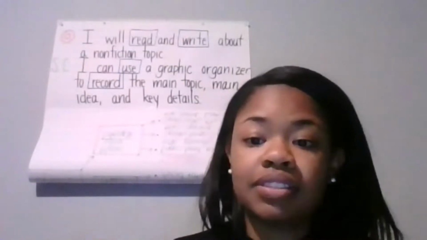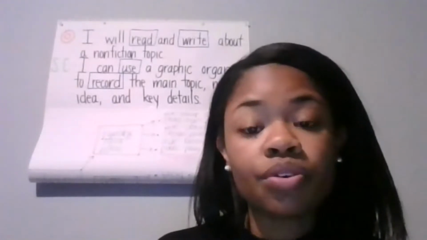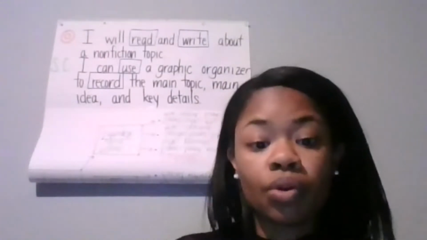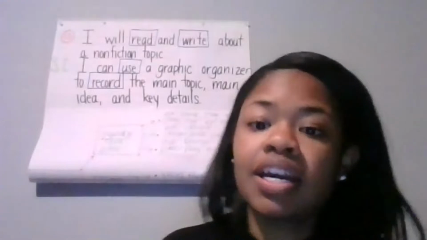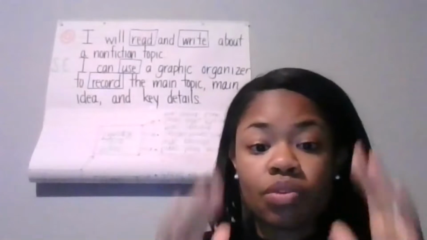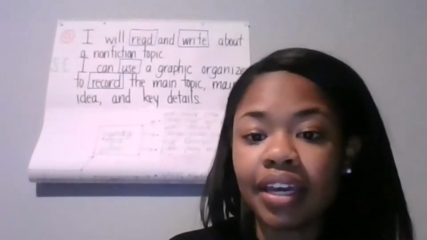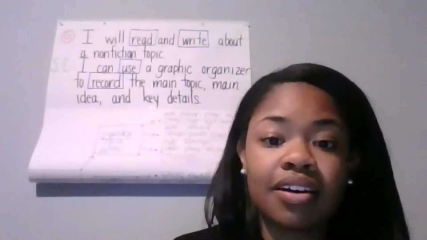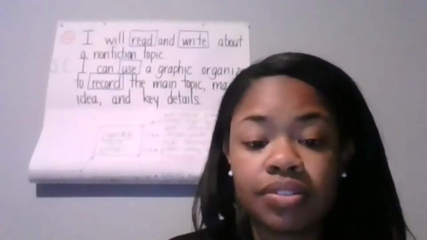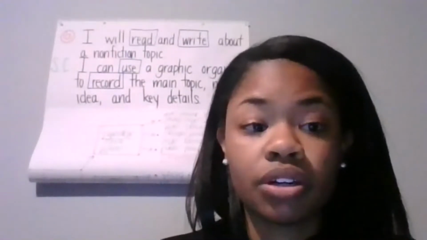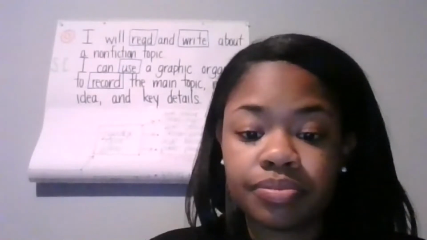So again, our success criteria today is to use that graphic organizer, that's an attachment, on your Canvas page, and you're going to record. Another word for record is write the main topic. What is the text all about? The main idea, so what are some subtopics? And the key details. So what exactly do you know about that subtopic? All right, so the text that we're going to use today is all about spiders. You are going to listen to a read aloud of the book, and then we're going to go into the graphic organizer.